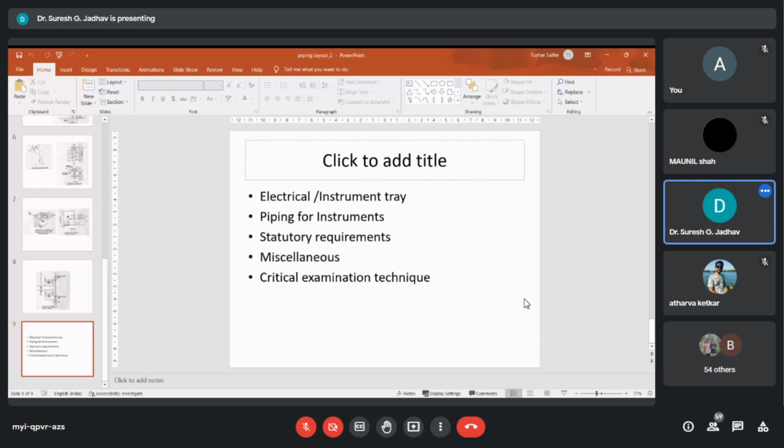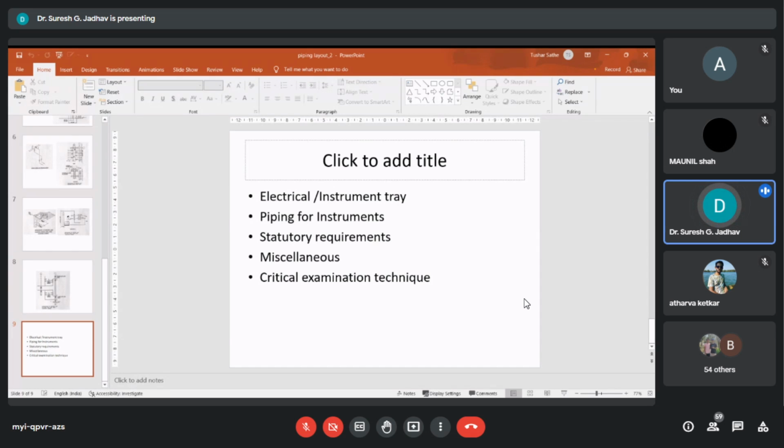Same slide. Electrical and instrument tray piping. I have not finished statutory requirements yet; right now I finished considering the different acts. We are discussing the third point, statutory, on the same slide. I have not written each and every line under statutory requirements, because if you add a number of points, the slide will increase. So I write only key points, and based on those key points we will discuss. There is no need to add each and everything.